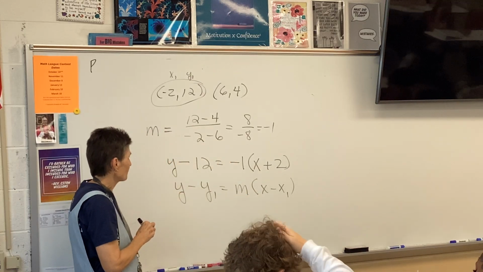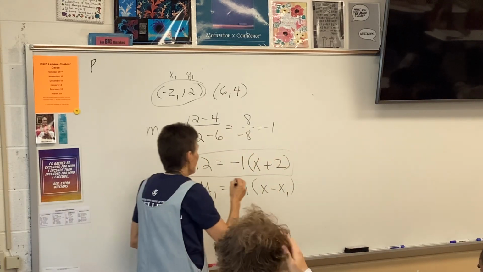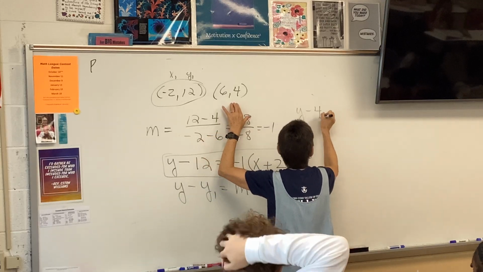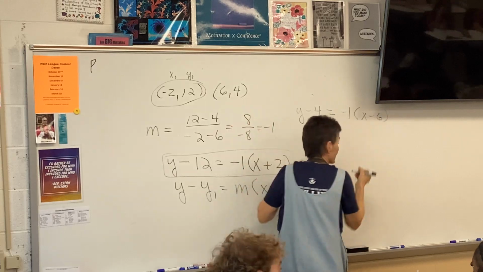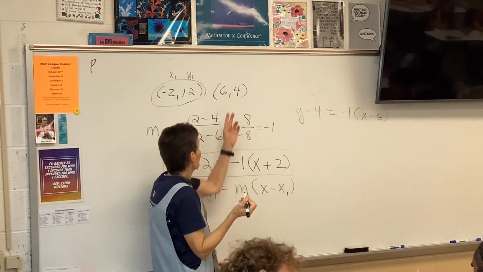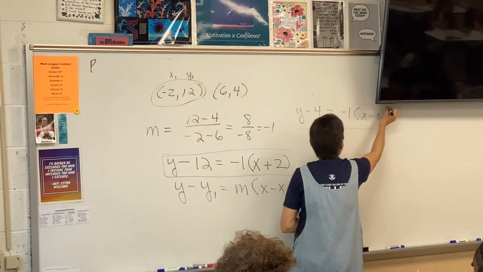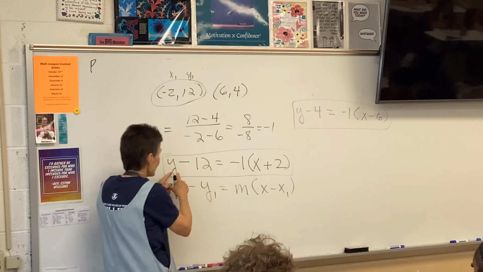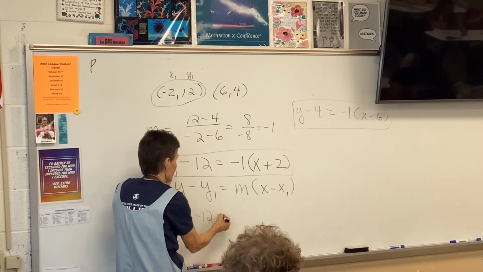Now I know what some of you are thinking. You're thinking, well wait, Mrs. Ford, you're telling me this is the answer, but if I did this point, I would have y minus 4 equals negative 1, x minus 6. Would you agree with that? And those don't look alike. You're telling me these are the same? Well, actually they are.